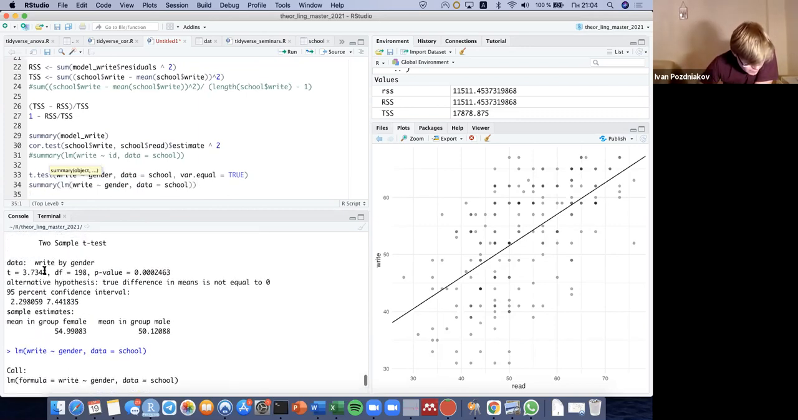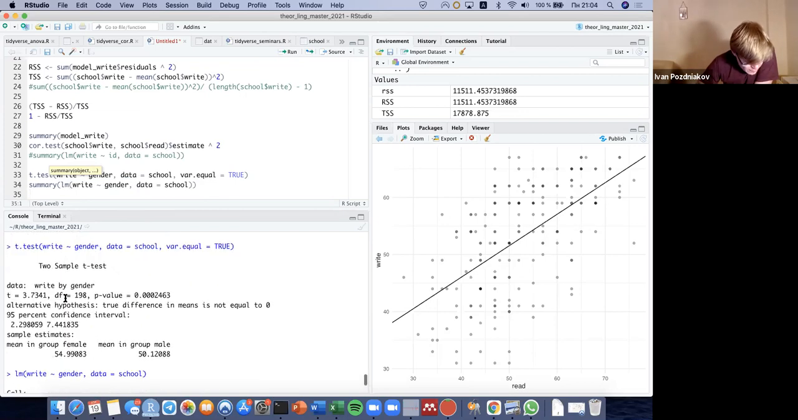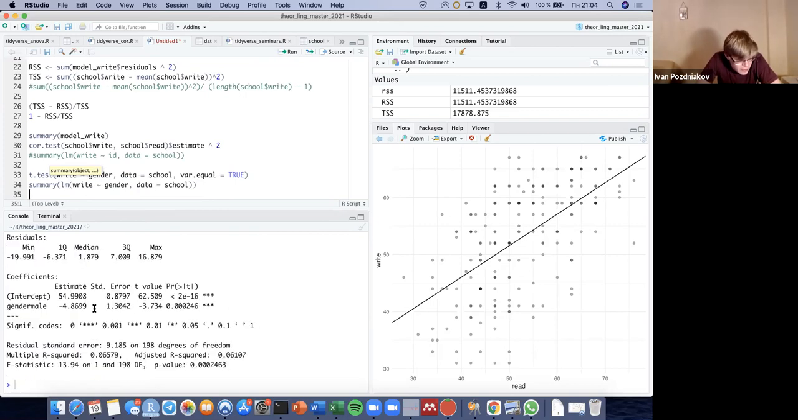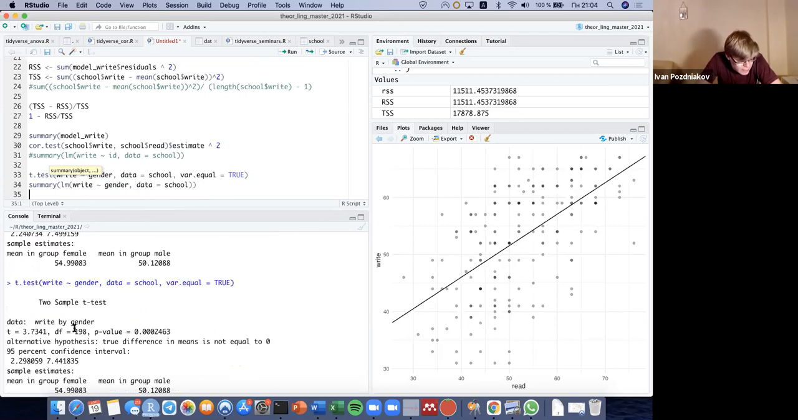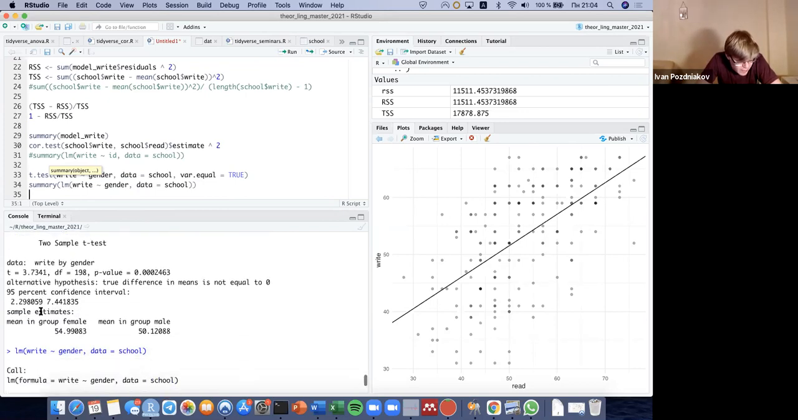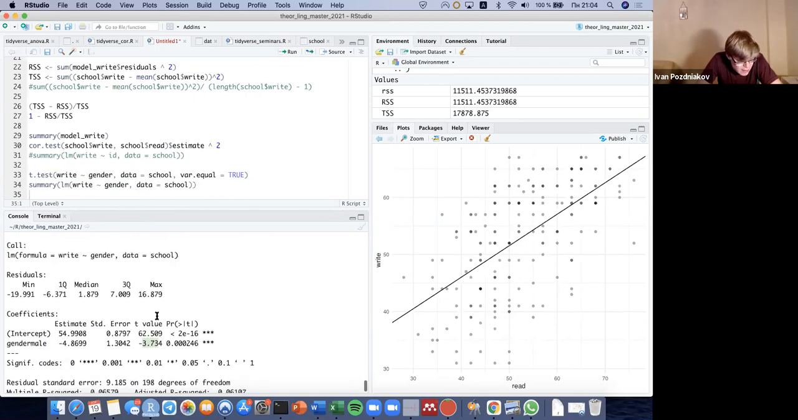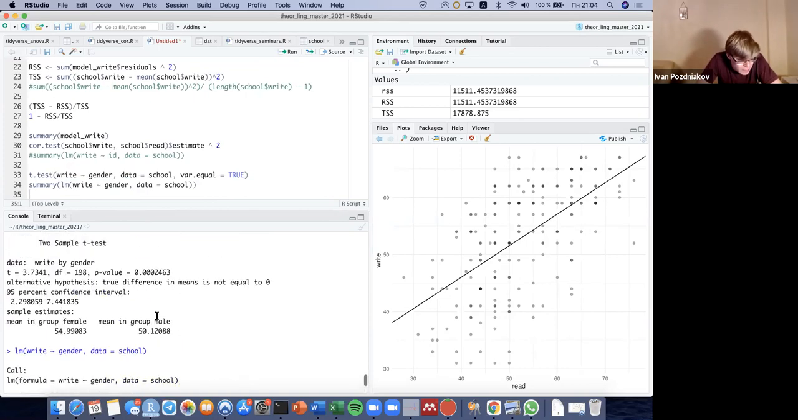And look, yeah, we have different confidence intervals and so on, but the t squared is actually the same here. You can see, right? And p-values are the same.